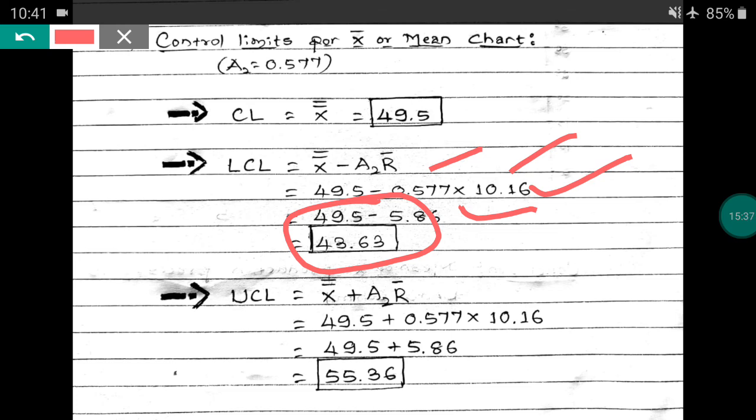Next, the same way, UCL equal to X double bar plus A2 R bar. X double bar value 49.5 plus A2 value 0.577 into R bar value 10.16. Next, here 49.5 plus 5.86, the value is 55.36. These are the control limits for X bar chart.